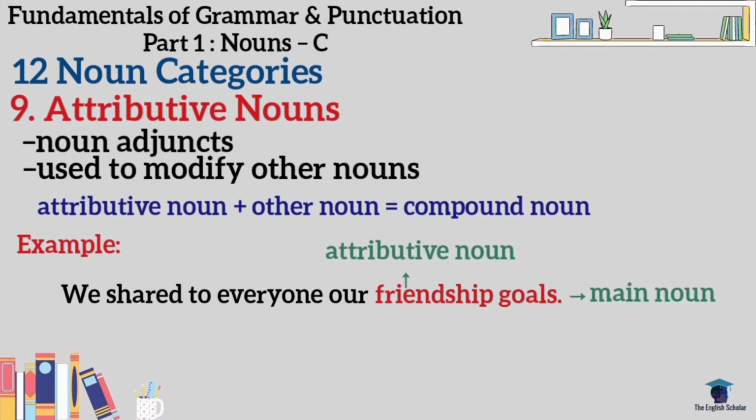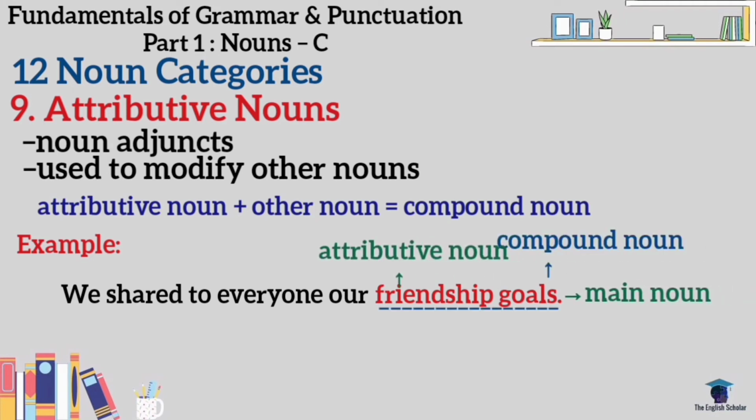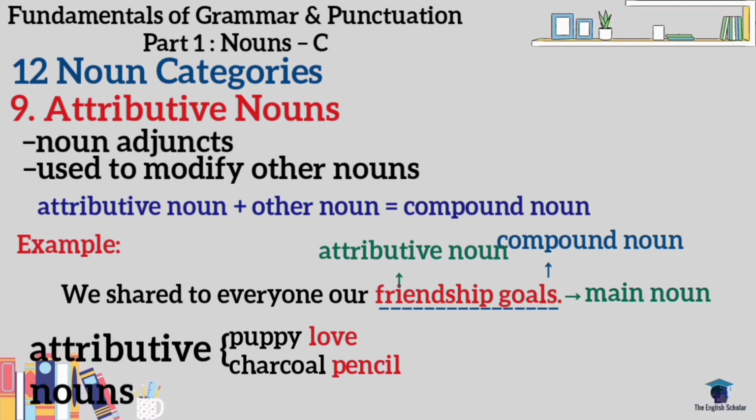Friendship and goals are both nouns, but the word friendship here is our adjunct noun or attributive noun, and it modifies our main noun, which is goals. Usually, attributive nouns come before the main nouns. Another example, puppy love, charcoal pencil. These four words are all nouns. The only thing is that charcoal and puppy are our attributive nouns because they modify our main nouns, which are pencil and love. I hope that's clear. Let's move on to number 10.